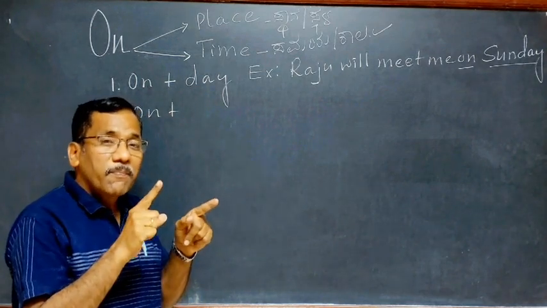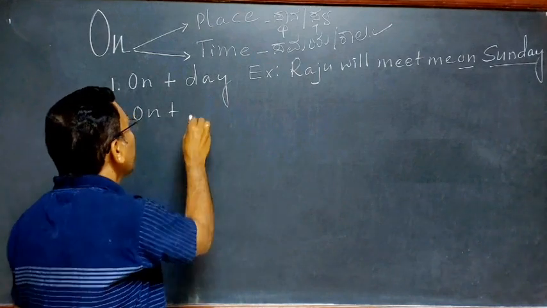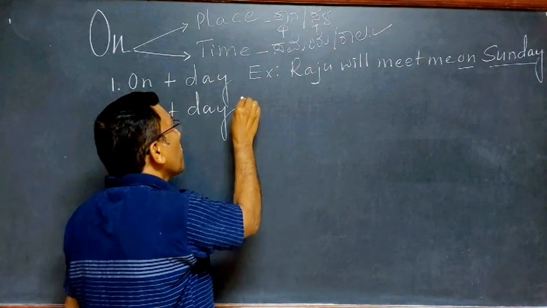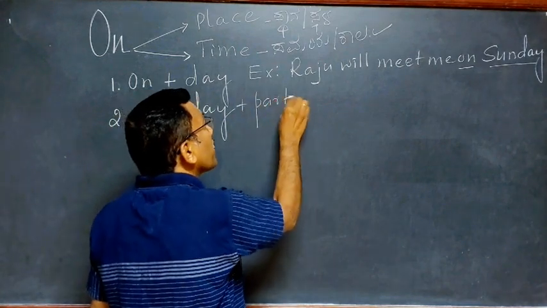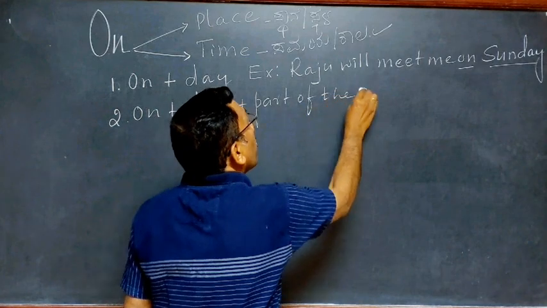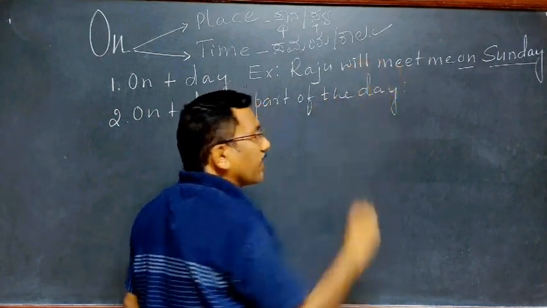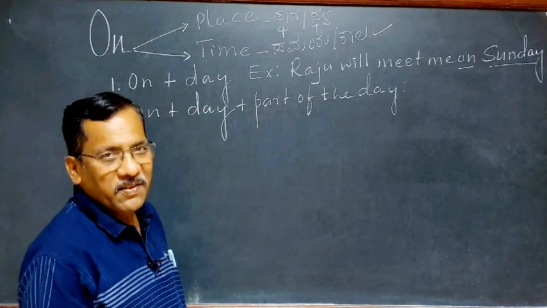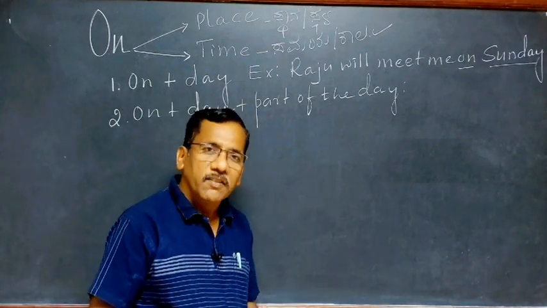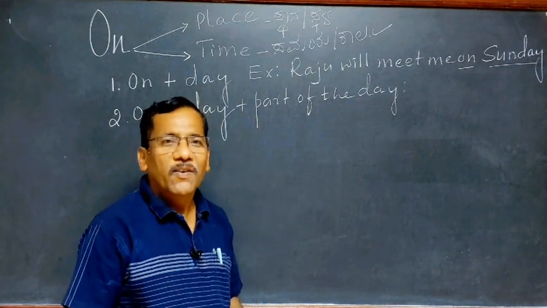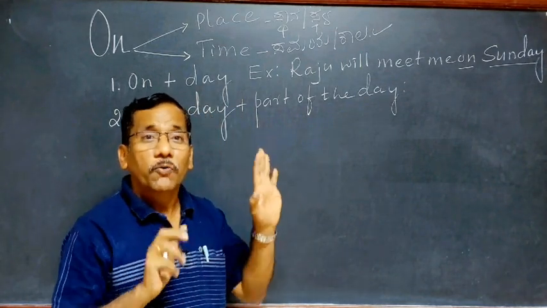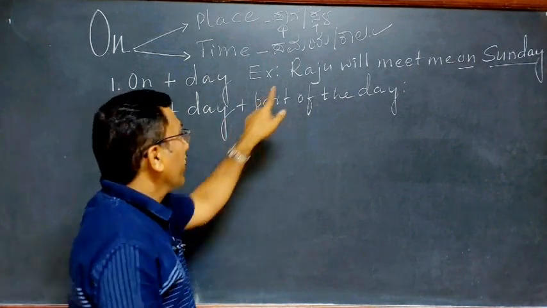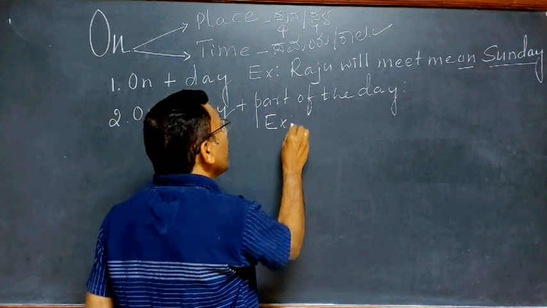On is used before day plus part of the day. First day, then part of the day. What is the part of the day? You see here. Part of the day. ಒಂದು ದಿನದ ಭಾಗ. What are the parts of the day? Morning, afternoon, evening. Got it? These are the parts of the day. On Sunday morning.